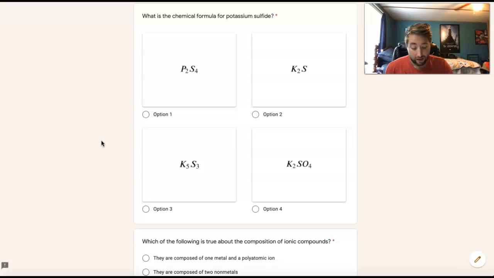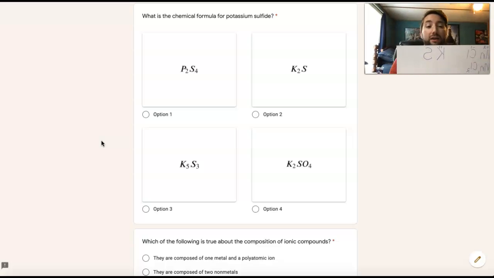And then it says potassium sulfide, and sulfide sounds a lot like sulfur, so you're going to write down the symbol for sulfur. This sulfide is just the ide ending for sulfur. So we're going to write K and then S. But we're not done yet, because we have to do the charges. The charge for potassium, if you look it up on your periodic table, is +1. So I'm going to write +1 above it.